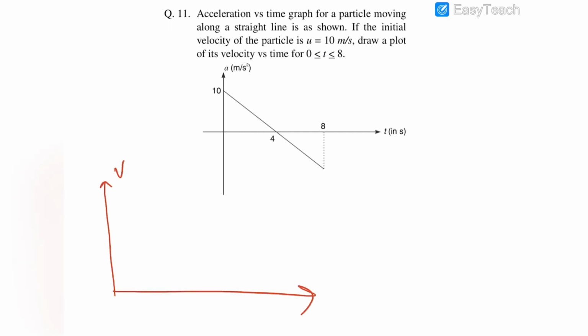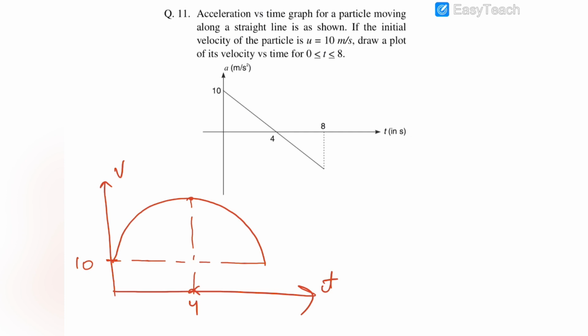So the velocity-time graph would be a parabola whose mouth would be opening in the downward direction, and its initial velocity would be 10. Therefore this parabola would be like that, because its slope is 0 at the point where acceleration is 0, because the slope of the velocity-time graph represents acceleration, and acceleration is 0 at t equal to 4 seconds.